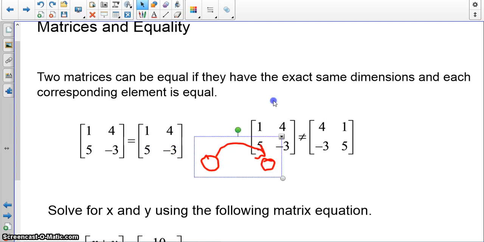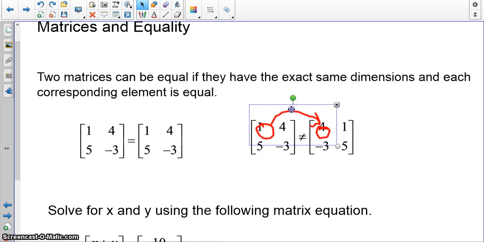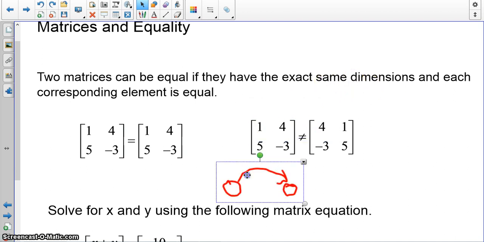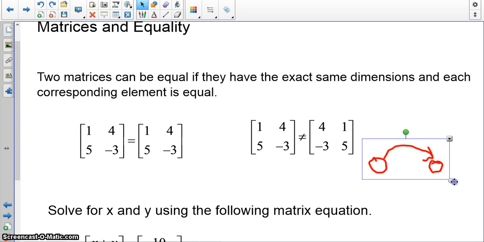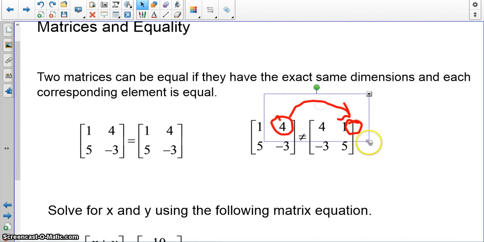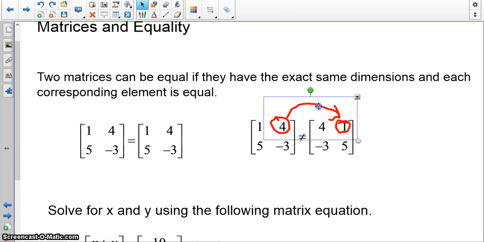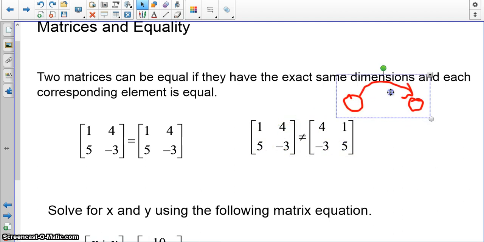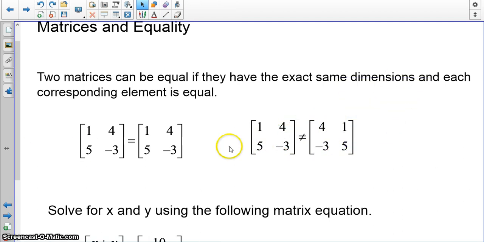then it's not equal. So why does this not work? They're both 2 by 2 matrices. They're the same dimensions, and they have all the same numbers, but they're not in the right spot. The first row, first column element, they're different. First row, second column, they're different. Second row, first column, different, and so on. So not only do you have to have all the same numbers, not only do you have to have the exact same dimensions, but each corresponding element has to be the same.